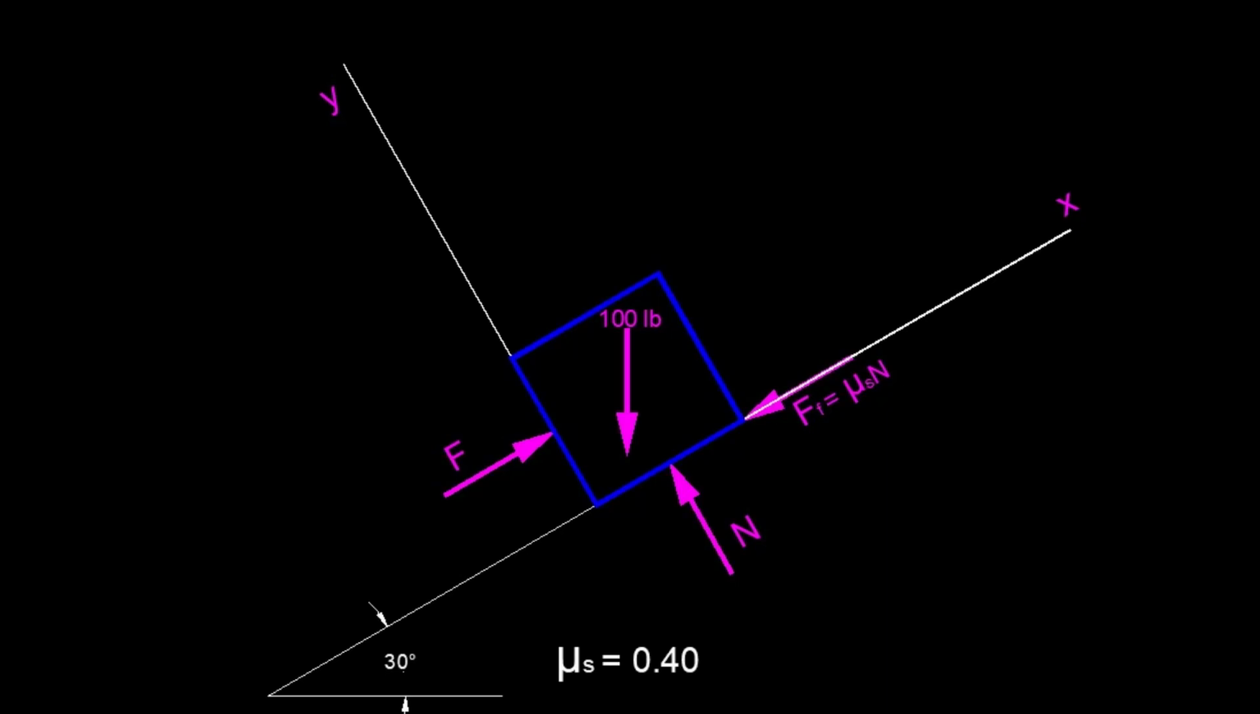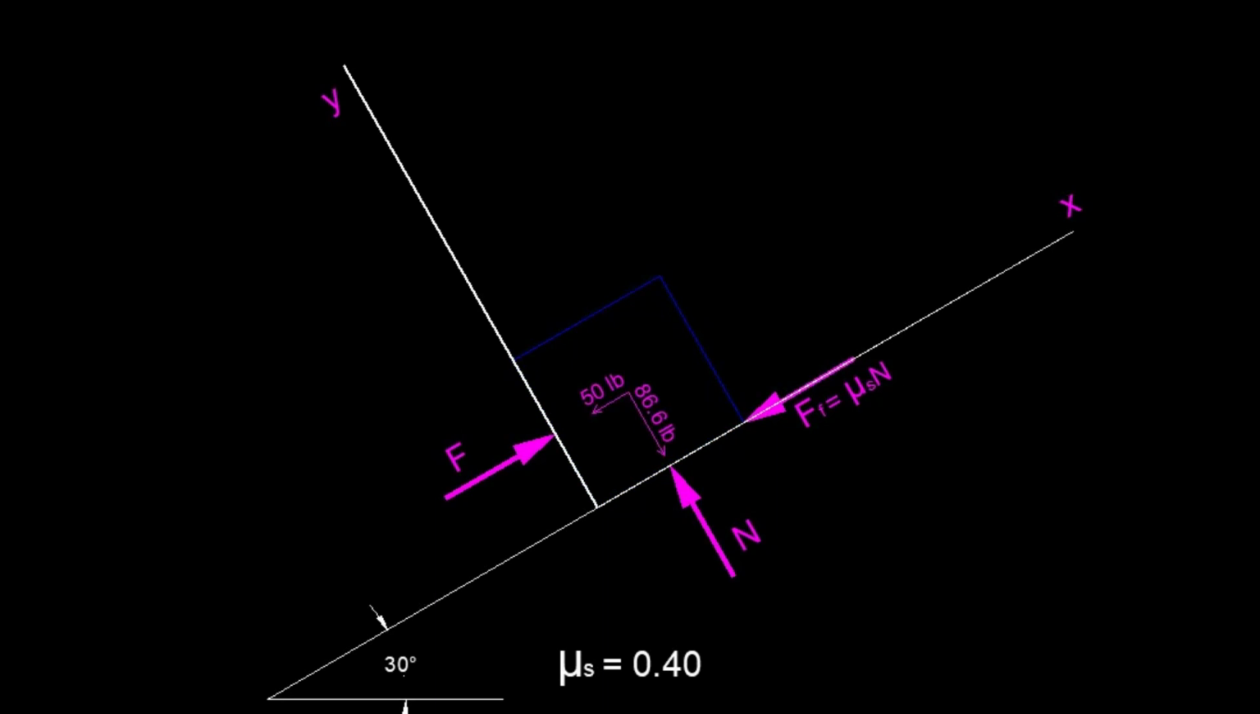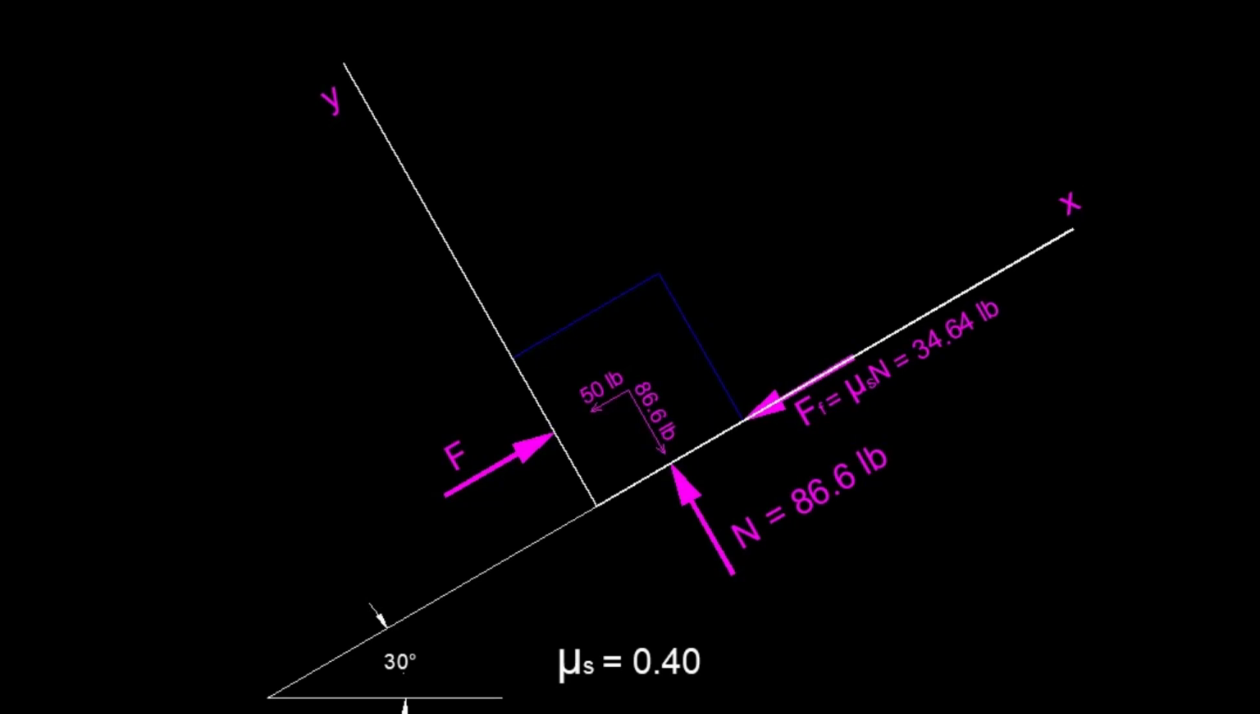And because it's at 30 degrees, we get 86.6 in the y direction in negative, and we also get 50 pounds in the x direction negative. So then we can use this information to calculate what the normal force is. If we do the summation of the forces in the y direction, we know that the normal force is equal to that y component of the weight, which is 86.6, and that also allows us to calculate the friction force, which is 34.6.